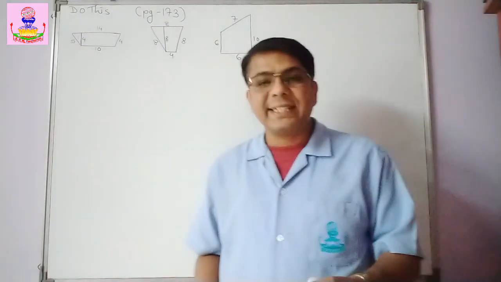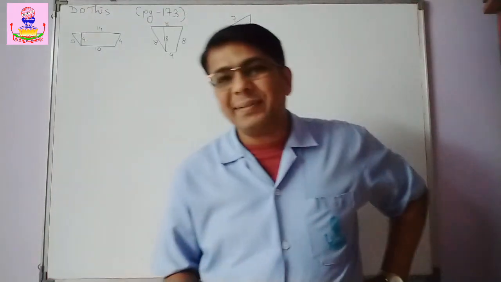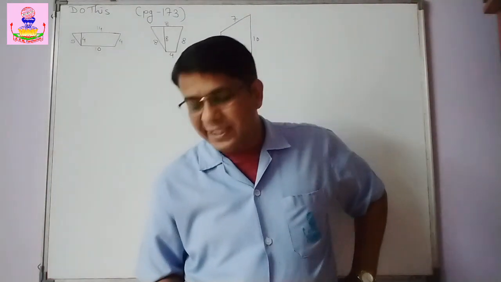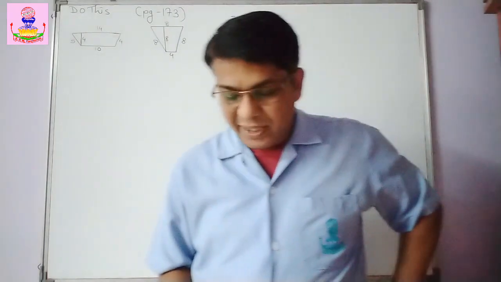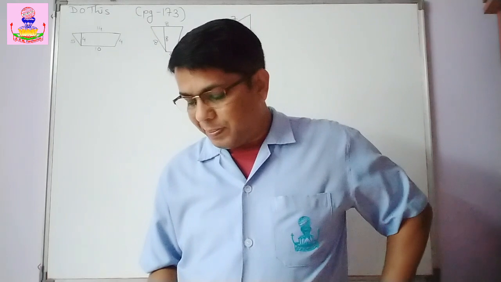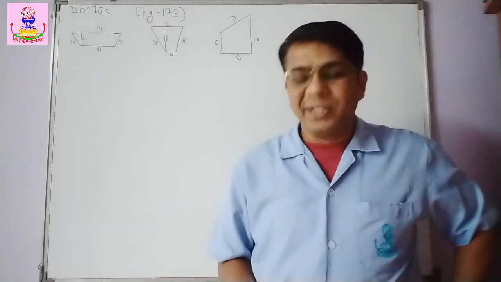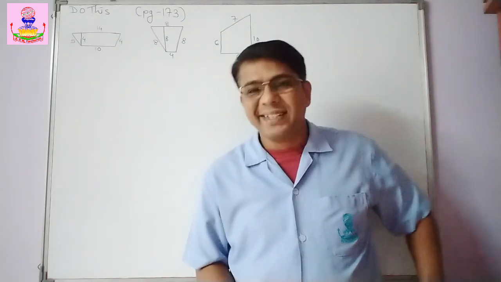Now see, do this on page number 173. In class 7th, we learned to draw parallelograms of equal areas with different perimeters. Can it be done for trapezium? Check if the following trapeziums are of equal areas but have different perimeters. Figure 11.8.